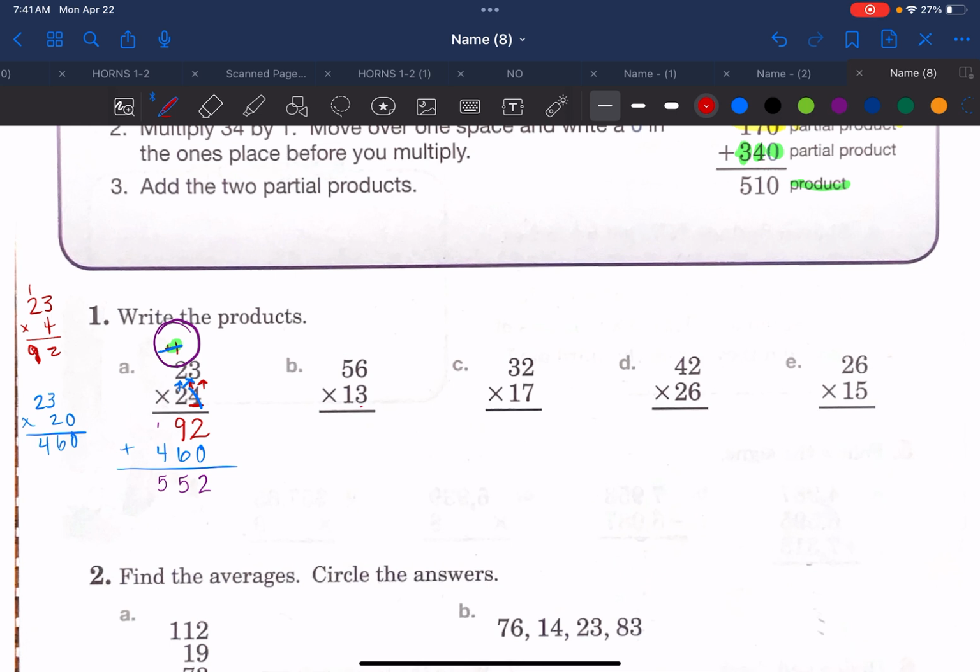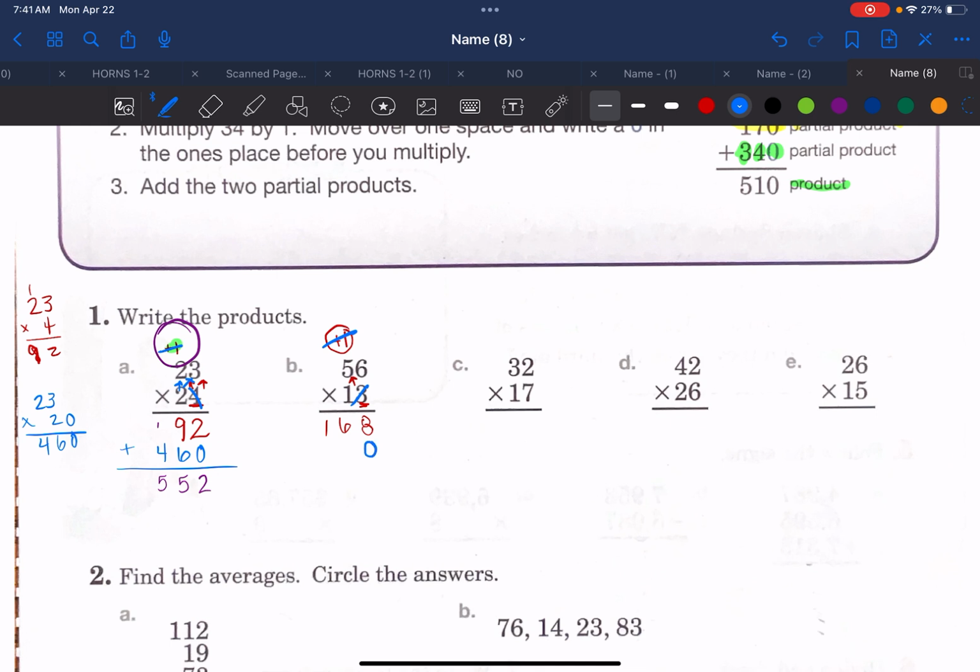So start with my 3. 3 times 6 is 18. So I'm adding 1. Now I multiply over 3 times 5. So 5, 10, 15. But then I add, 15 plus 1 is 16. Okay, now I'm done with this.